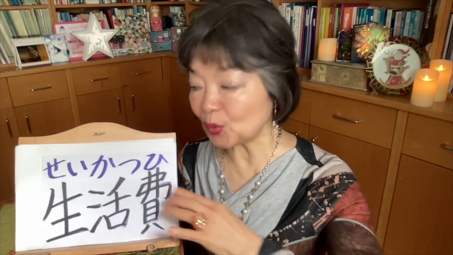Cost of living or living expenses. 生活費. This 費 comes from 費用. 費用 means expenses or cost. The money that you need to live. So 生活費. I need some money to live my daily life. Or I need some money for my daily life.